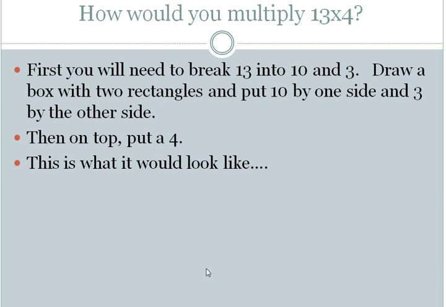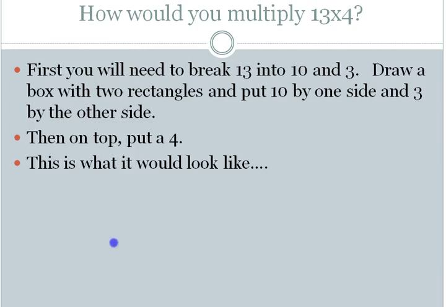Would you multiply 13 times 4? I'm going to show you a way to do that called the box method. First, we're going to break apart the 13 into a 10 and a 3. We're going to draw a box with two rectangles, and we're going to put the 10 by one side and the 3 by the other side. Then on top, we're going to put a 4. That's where my 13 times 4 comes from.